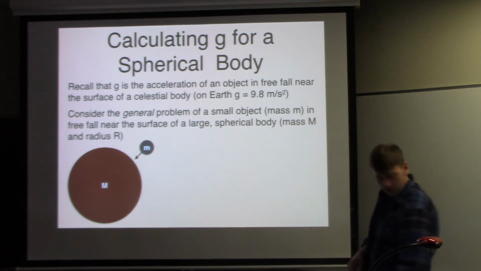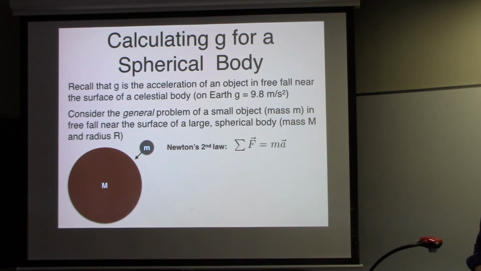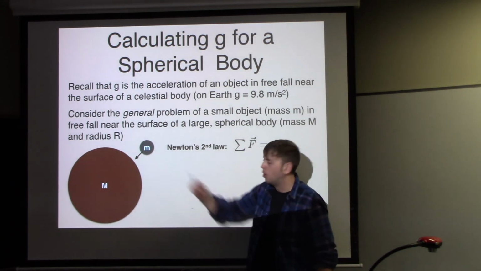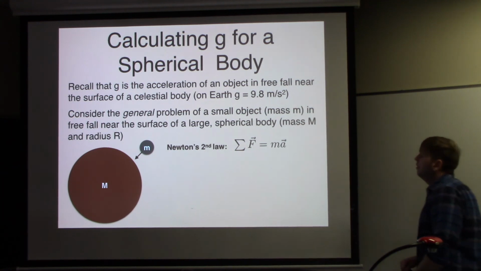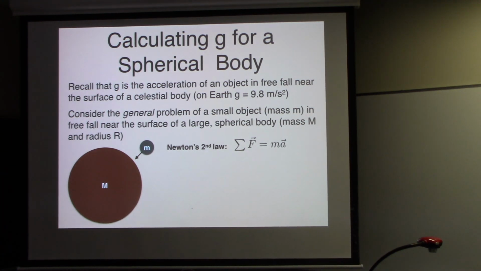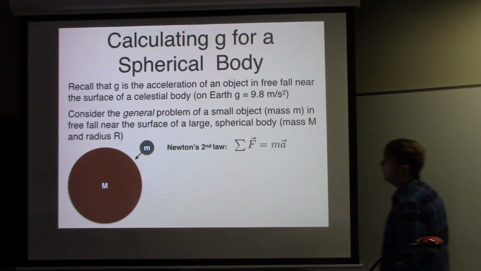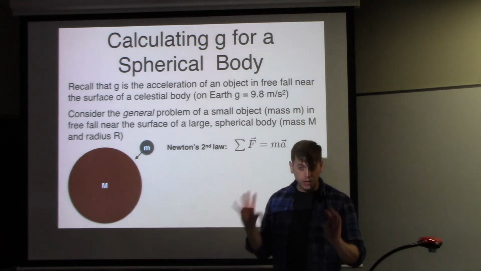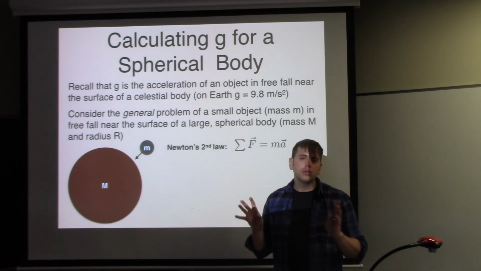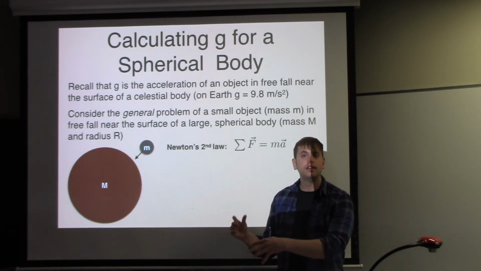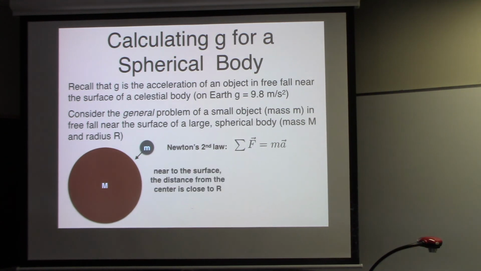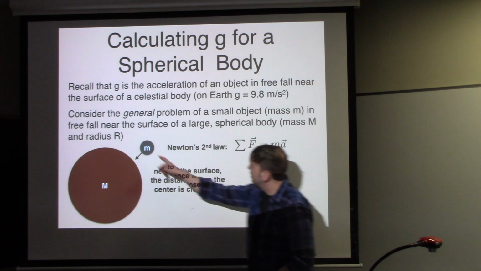All right, so let's take Newton's second law and apply it to the small mass. This says the net force acting on that small mass is equal to its mass times its acceleration. Now, if we're in free fall, that means the only force acting on the object is gravity. That's the definition of free fall. So, how do we think about the force of gravity acting on this object?